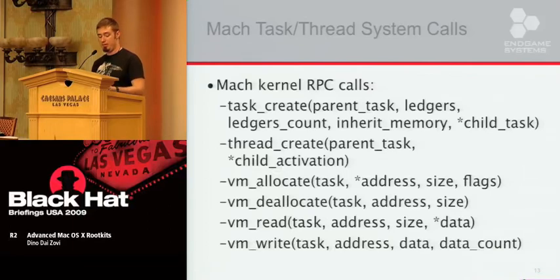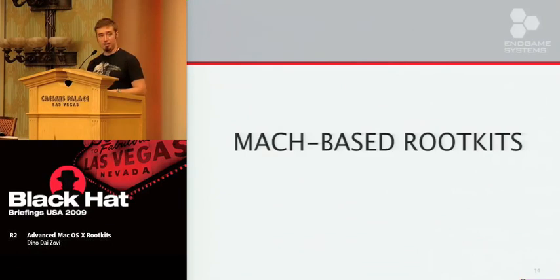Task create, thread create, all this stuff. Basically, the point is, when you're writing low-level code, all the fun system things that you want to do are over Mach RPC. They're not traps. So, with that segue, let's get into some rootkittery.